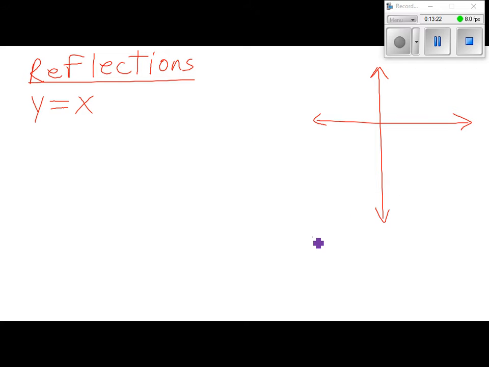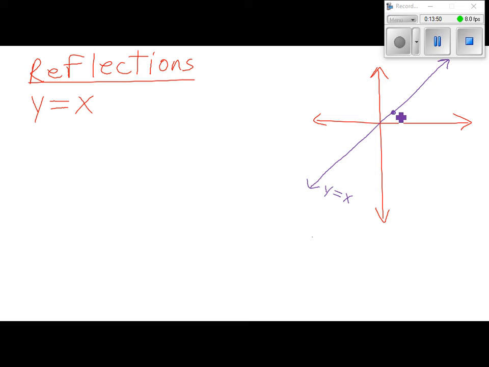Y equals x, the line y equals x, is the line that goes up from the left to the right through (0, 0), and it splits our coordinate system into two parts. It splits it in half, going this direction. Positive x goes with positive y and negative x goes with negative y. All the points that are on here are the points that match up.